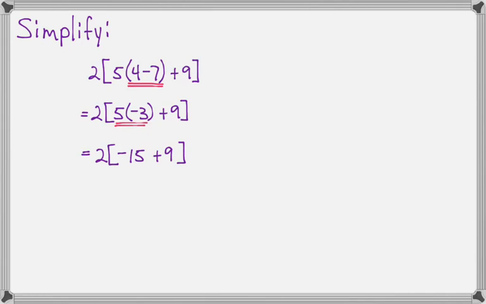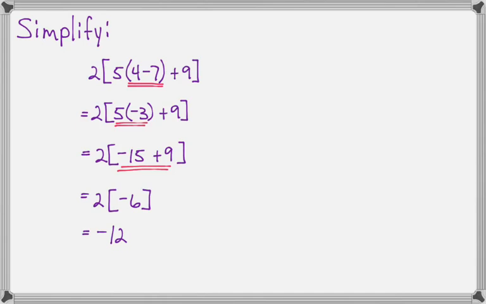Now you have a choice here. You may distribute the 2, or you can work what's inside here. It really doesn't matter. Same thing would have been true up here. You could have distributed the 5. It's really up to you. The distributive property does still work, but a lot of times it's easier to work this addition. So let's just do negative 15 plus 9 is going to be negative 6. And then 2 times negative 6 is going to be negative 12.